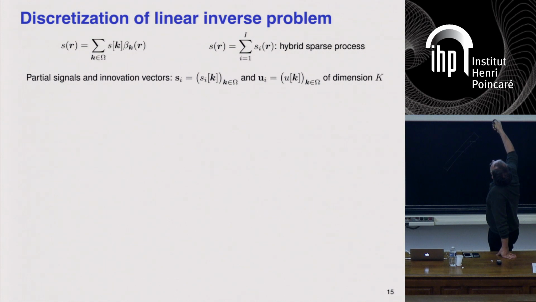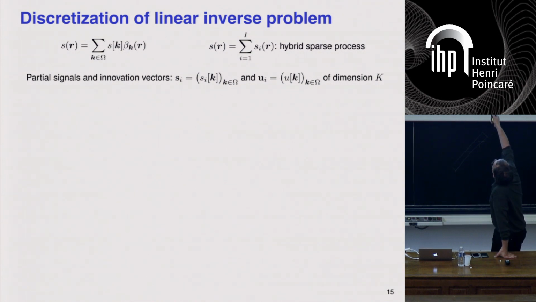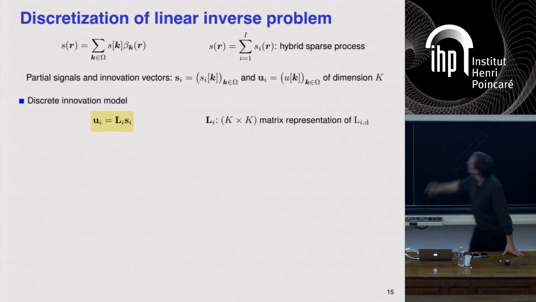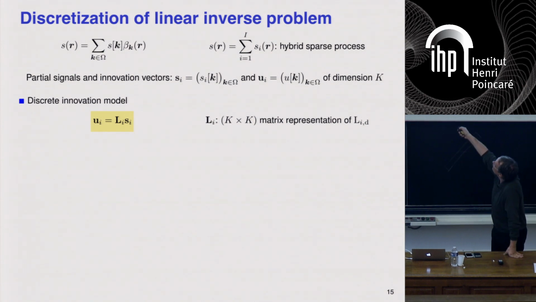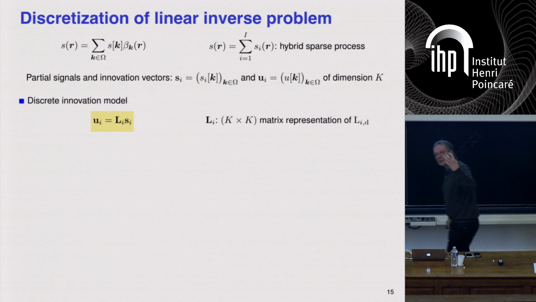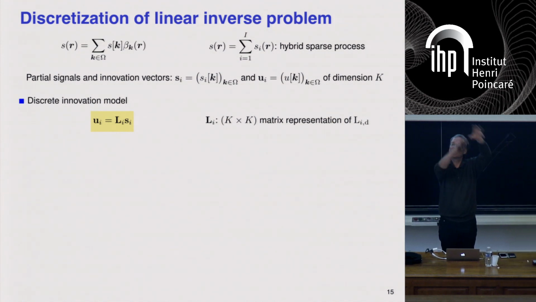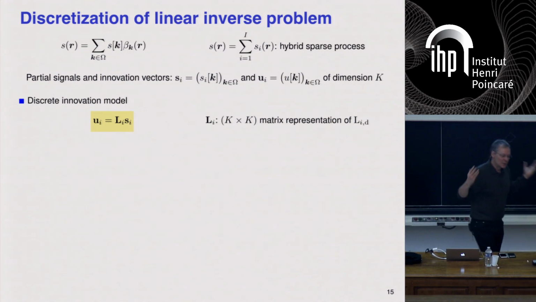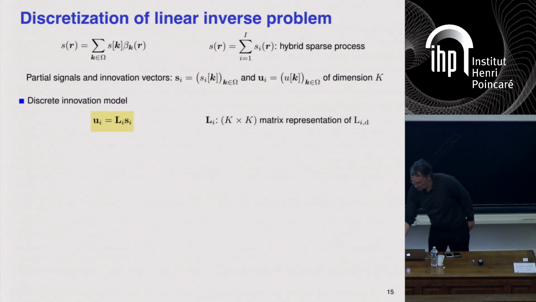And we also know that the signal is a sum of those independent sparse stochastic processes. Every one has its own expansion with some coefficients S_i and its own innovation. It's a discrete innovation because we had this thing like W equals LS. So now when we discretize, we have something similar: U instead of W is equal to LS, where S is the discrete representation of the process, just the projection on the basis functions. L is the discretization of the whitening operator. Let's say if it's a derivative, this is a finite difference. So that's the innovation.